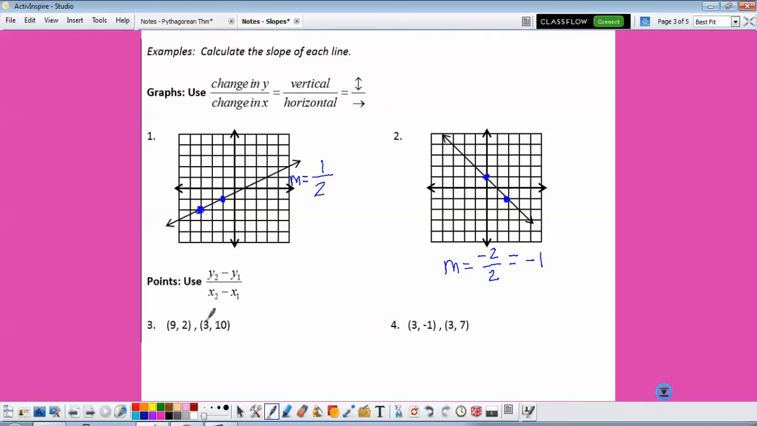We can also use the formula. So this would be x1 and y1, x2 and y2. So we'd have 10 minus 2 over 3 minus 9. 10 minus 2 is 8. 3 minus 9 is negative 6. And that simplifies to negative 4 over 3.